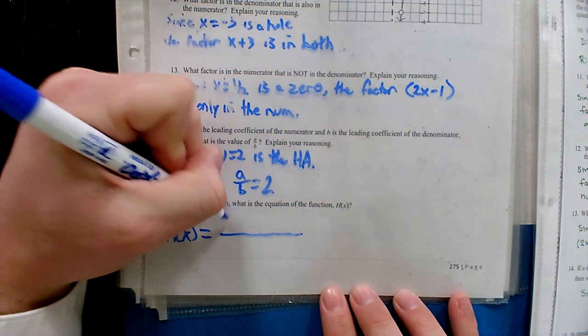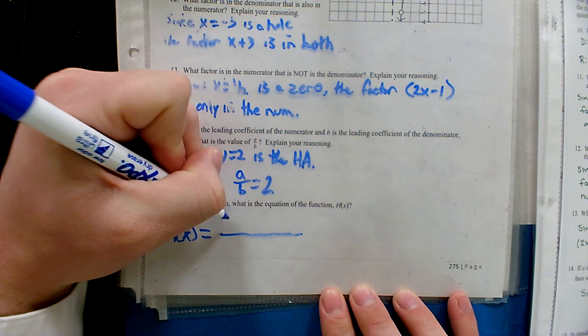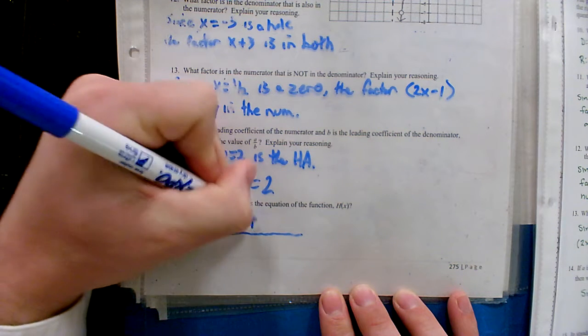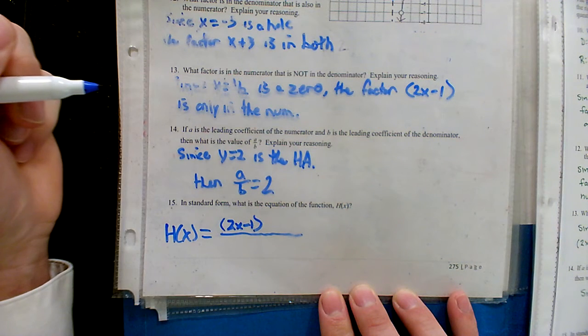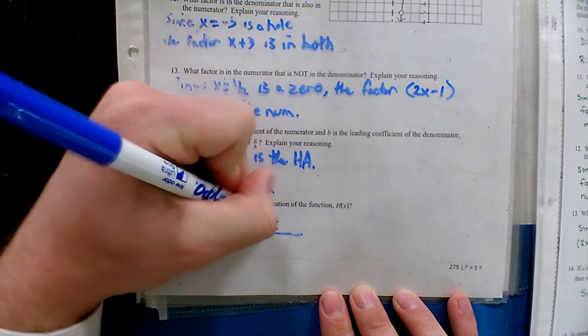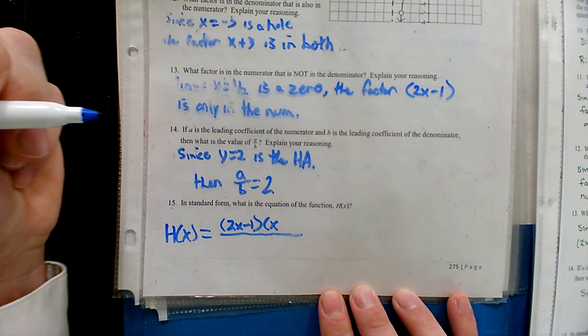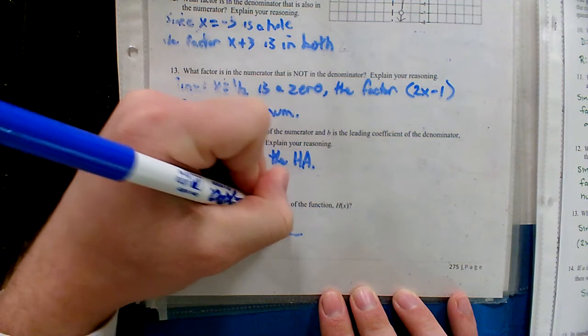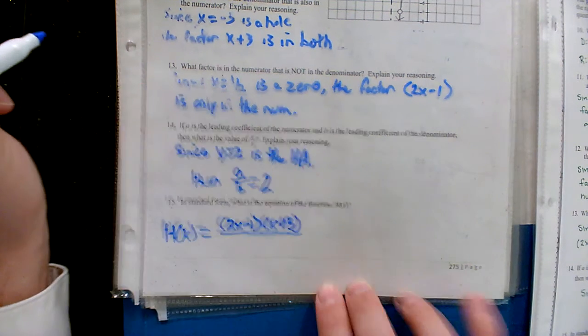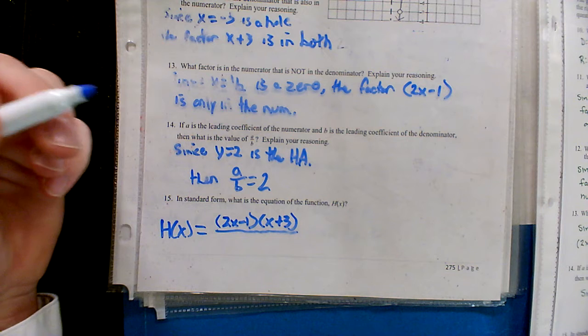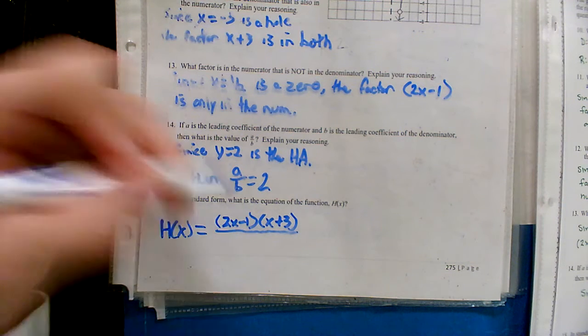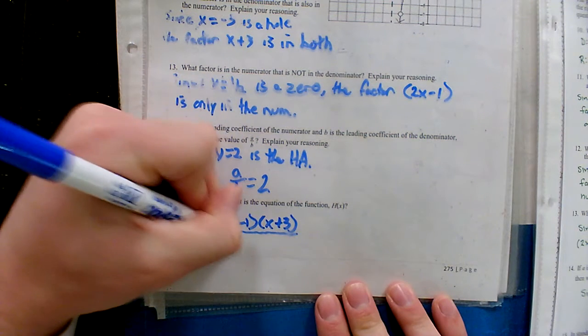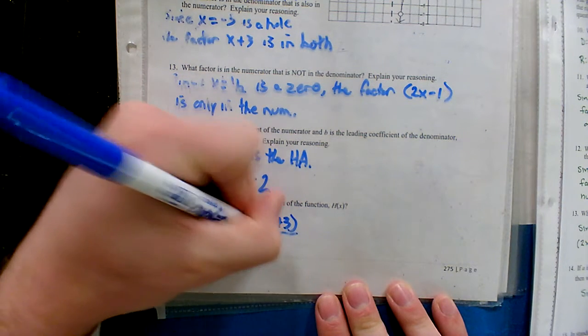Rebecca? X plus 7 and 2x minus 1. 2x minus 1, and what was the other one you said? X plus 3. Yeah, x plus 3. So that's going to be where the hole was canceling. Okay, so what goes on the bottom? Go ahead, Emma. X plus 4 and x plus 3. X plus 4, x plus 3.